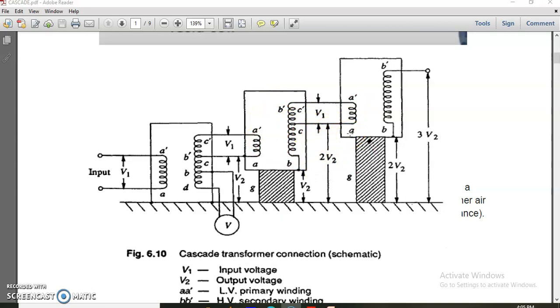The arrangement can be done here with 2 to 4 stages, and here it is a 3-stage arrangement, and we are getting output at the third stage of 3V2. So this is the cascade form of connection of transformers, the schematic diagram.